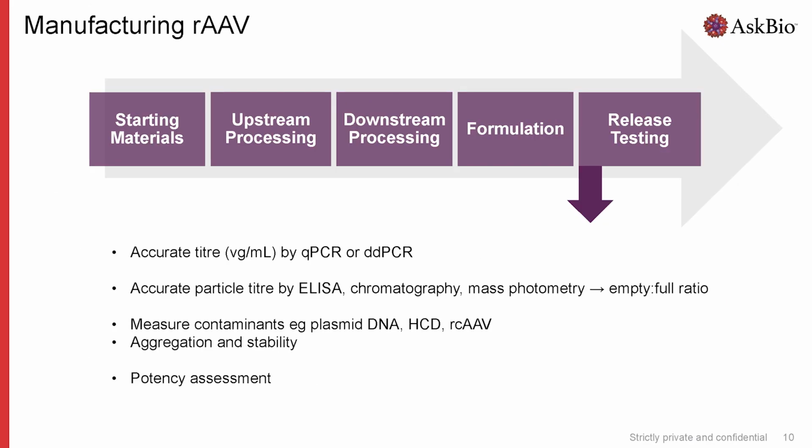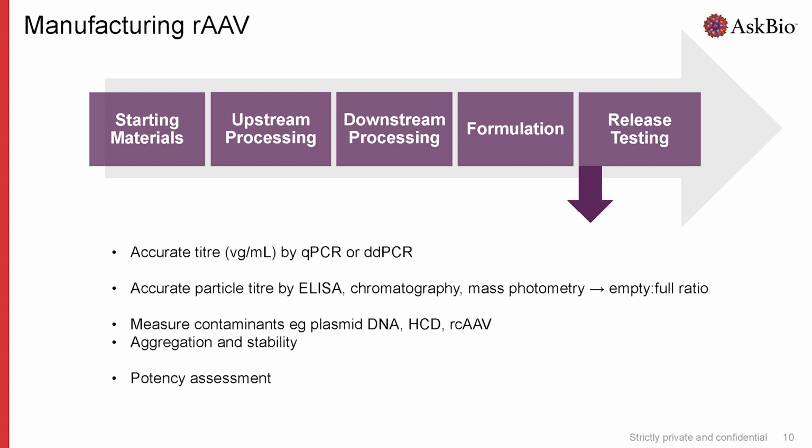The final part of the process is the release testing, and this is where we need to establish an accurate titer, so how many vector genomes are there per mil, and we do this by qPCR or droplet digital PCR. We need to get an accurate read on the particle titer, and so we can do this by ELISA and a number of other novel methods, and this allows us to assess that empty to full ratio more accurately. And why this is important is obviously you don't want to be putting in an empty virion, you're just adding an antigen load that you don't necessarily need.